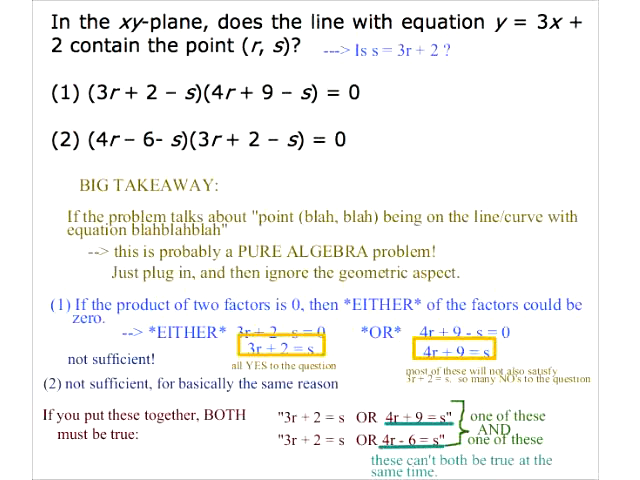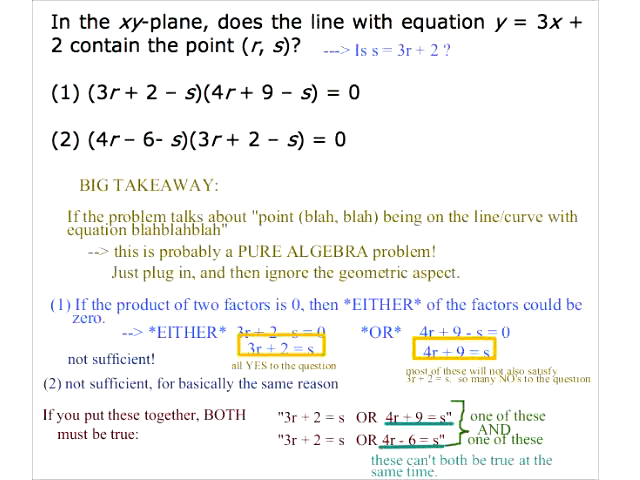Okay, the point here is this. To make these both true at the same time, you could have either this and this be true, this and this, or this and this. But that last combination is impossible because 4r plus 9 and 4r minus 6 can't be the same number. So that means at least one of these has to be true. And so we know that 3r plus 2 has to be s.